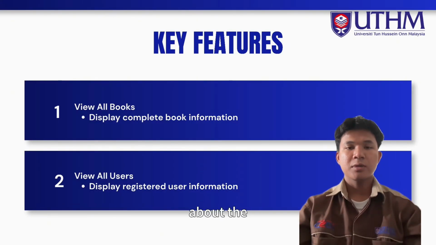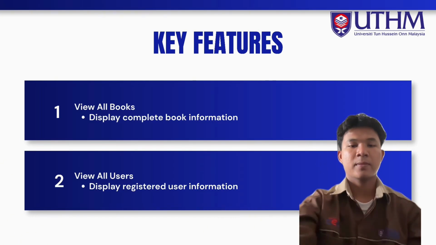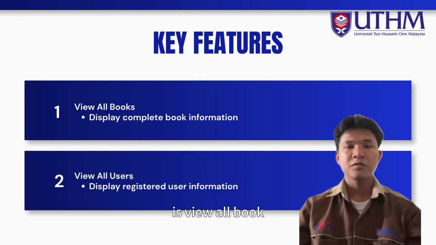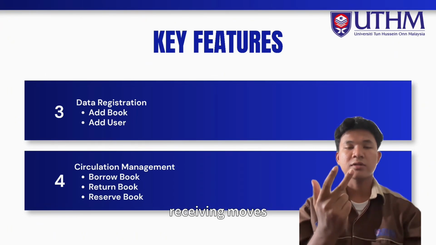Okay, now I will present the key features. In this project, we have 8 key features. First is view all books, which displays complete information for all available books. Second is view all users, which allows the librarian to view registered user details. Third is data registration to easily add new books or users into the system. Fourth is transaction management, which handles daily library operations like borrowing, returning, and receiving books.